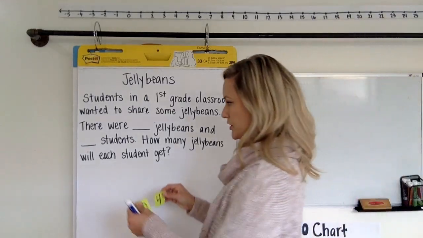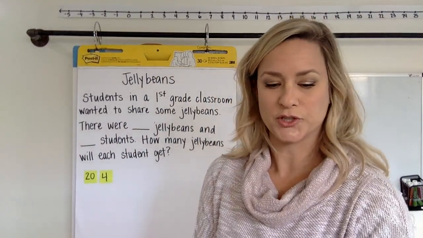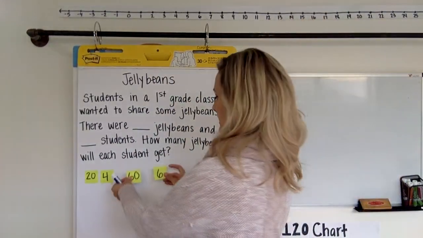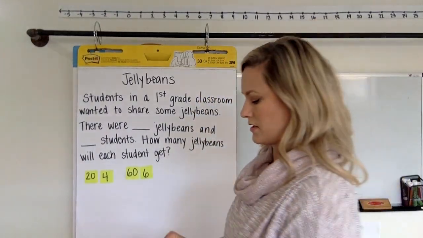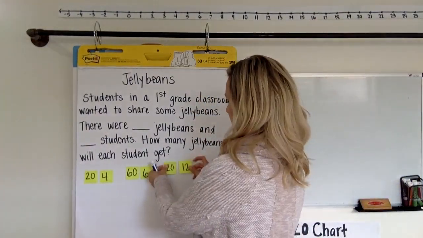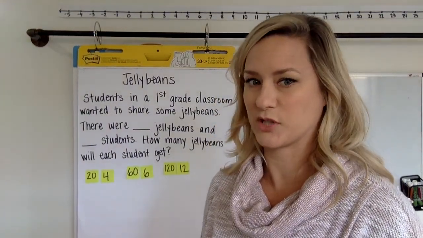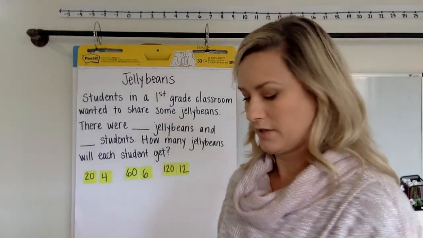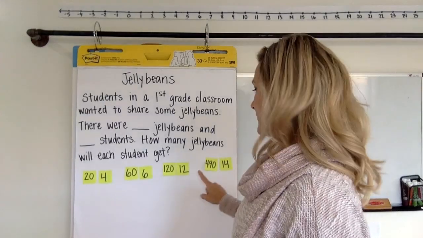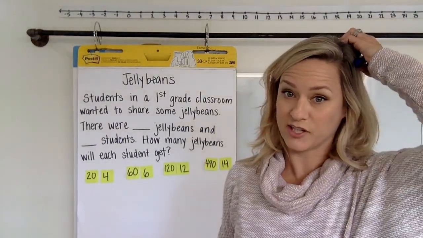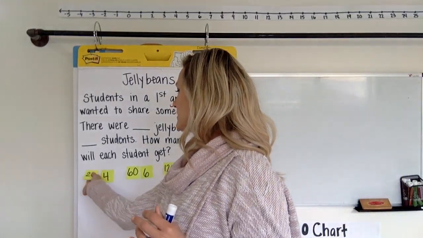You might choose 20 and 4. Or you might choose 60 and 6. Or you might choose 120 and 12. Or you might choose, try one of the other ones first. This is like a bonus one. 490 and 14. All right, so choose one of these 3 first, and then maybe choose this one if you want to give yourself a big, big bonus. Okay, so let's say I choose this one.